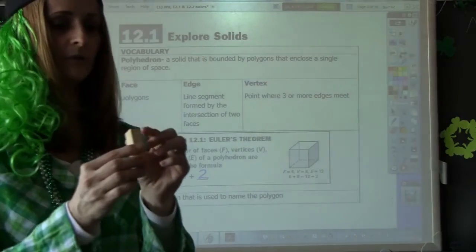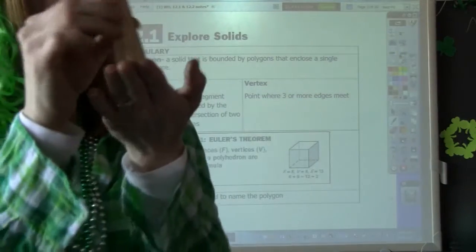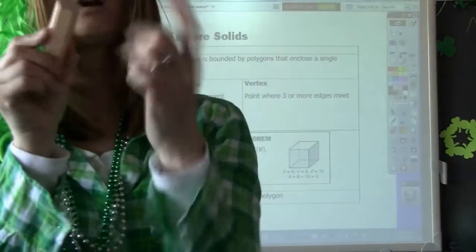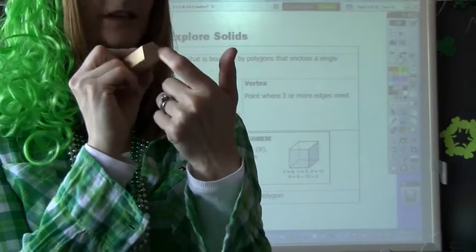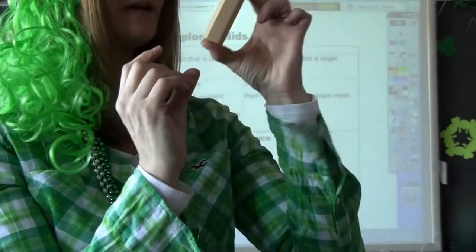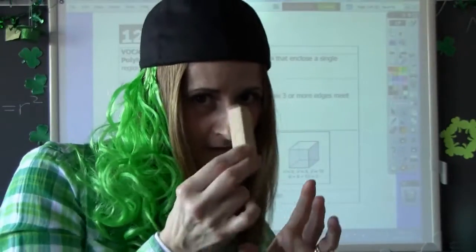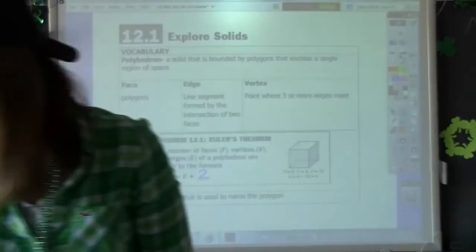Does anyone know what this is called? We've got two bases that are parallel, and they have 5 sides. Pentagon, okay, and it's a prism. It's called a pentagonal prism. I hope they can see me.